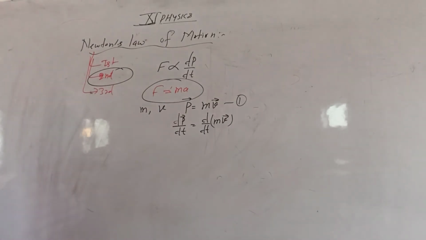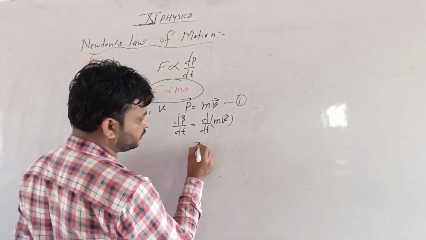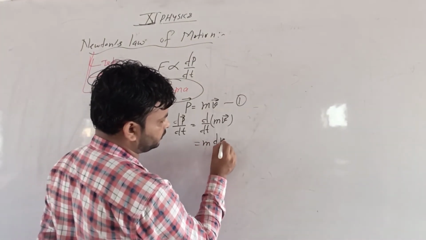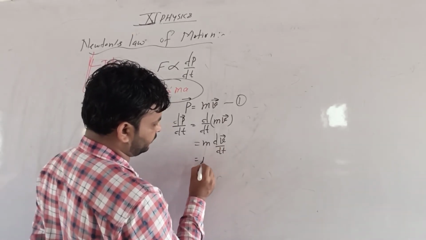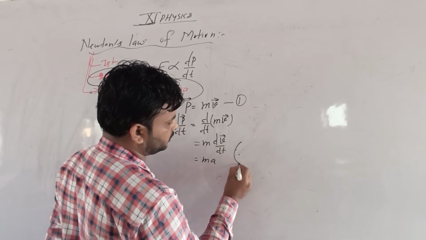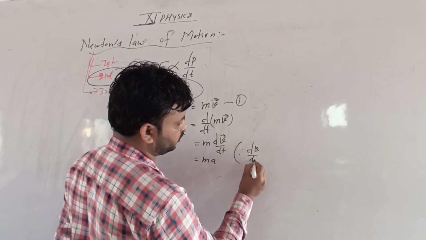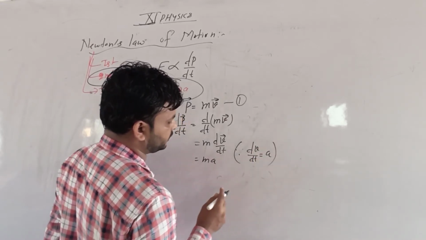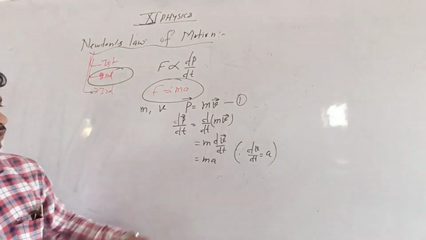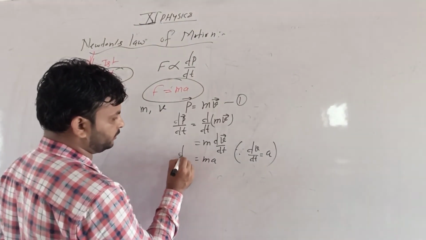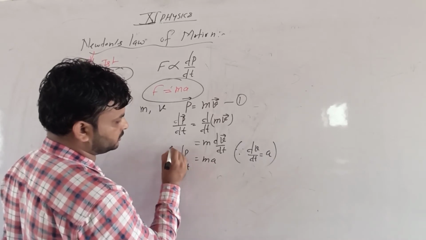And here you will get the value m dv upon dt. Then we can write the same term as m into a, because dv, change in velocity upon time, is equal to the acceleration. So we get dp upon dt equal to m into a, where a is the acceleration produced by the object. Then we can write the definition of Newton's second law of motion. Here we got the term dp upon dt. This term has come to us.